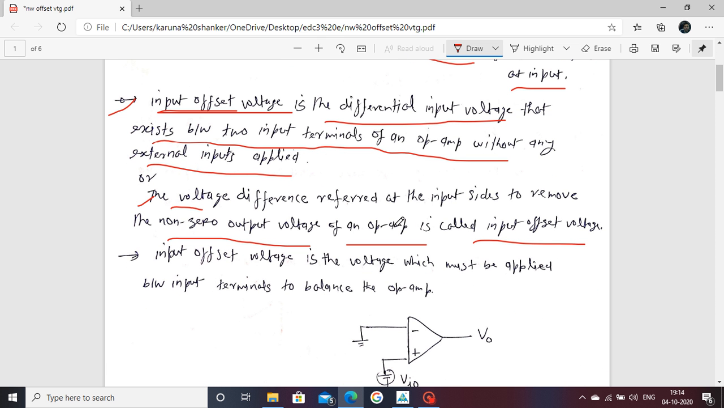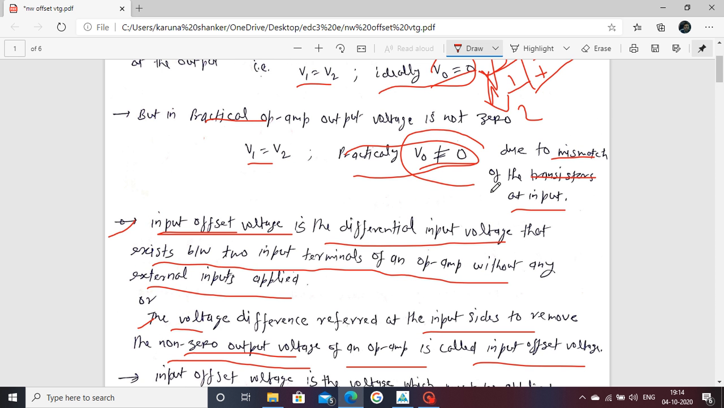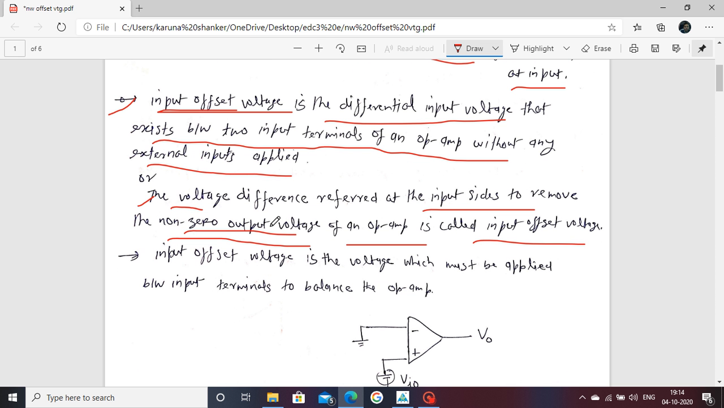Now this is defined as some voltage applied at the input side to remove the non-zero output voltage, meaning whatever output voltage comes due to mismatching is now reduced to zero. The output is reduced to zero. That is called the input offset voltage.